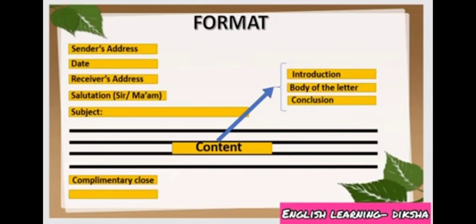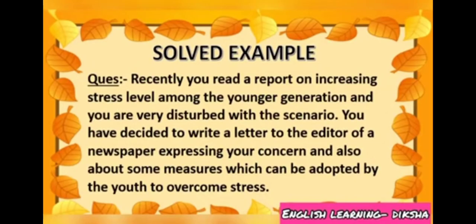Now look at the solved example of formal letter. The question is, recently you read a report on increasing stress level among the younger generation and you are very disturbed with the scenario. So you have decided to write a letter to the editor of a newspaper expressing your concern and also about some measures which can be adopted by the youth to overcome stress. So basically we have to write a letter to the editor expressing our concern for the increasing stress among the youth and also mentioning the measures about how to overcome stress.